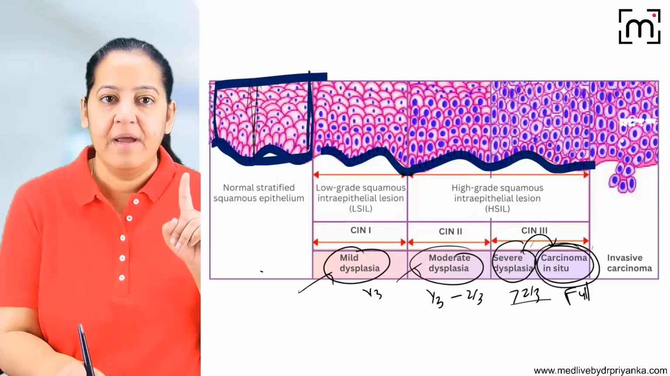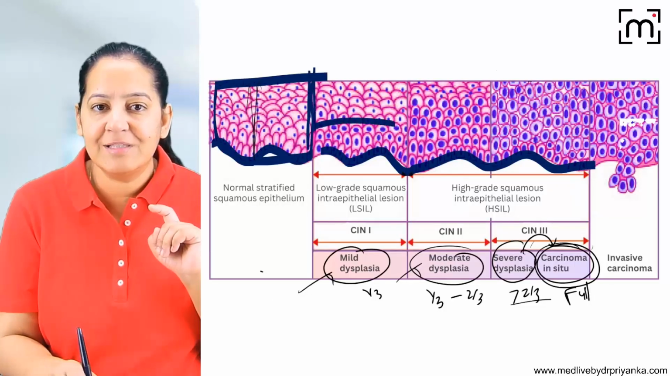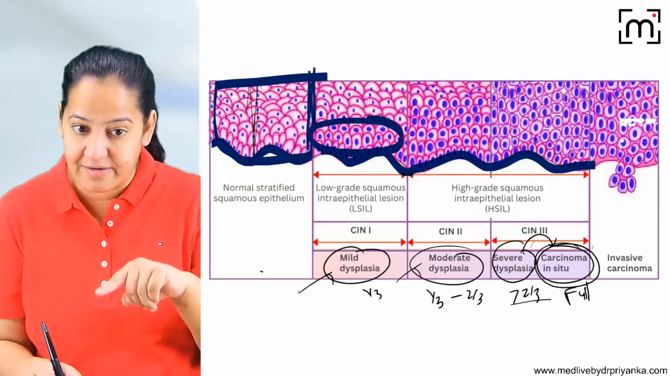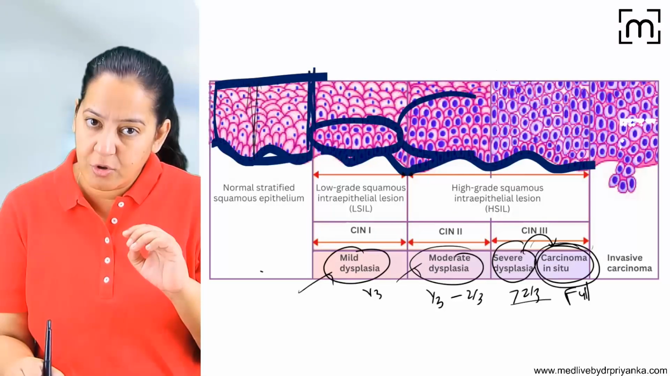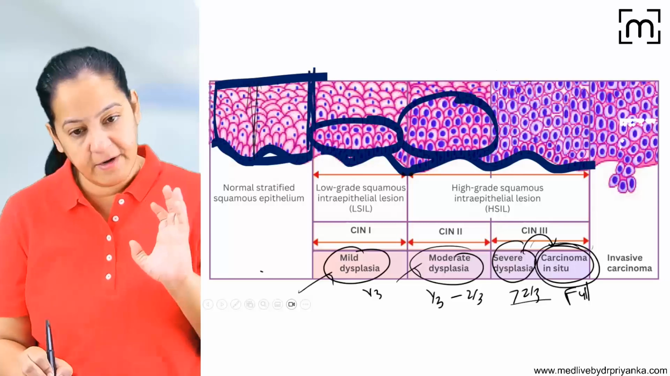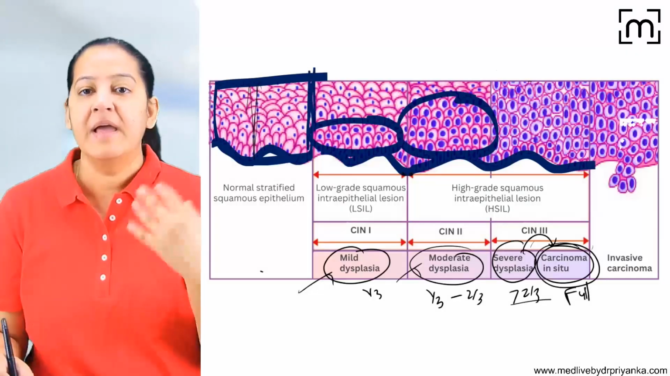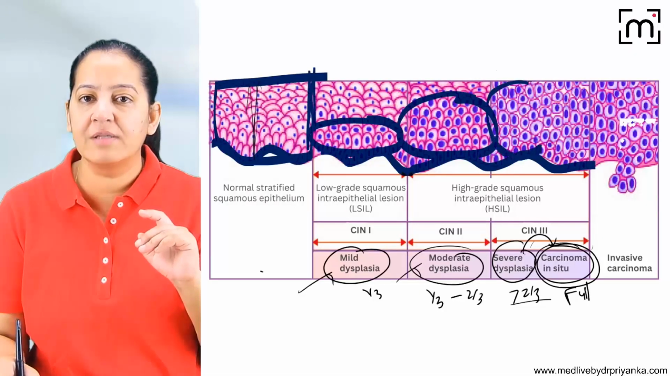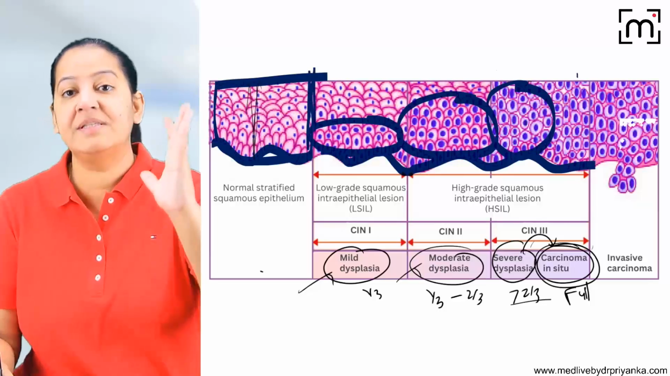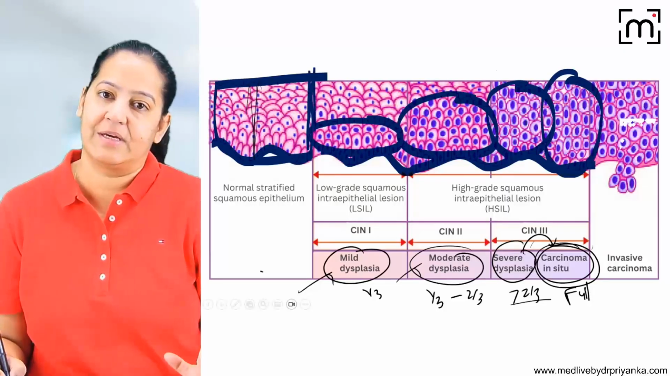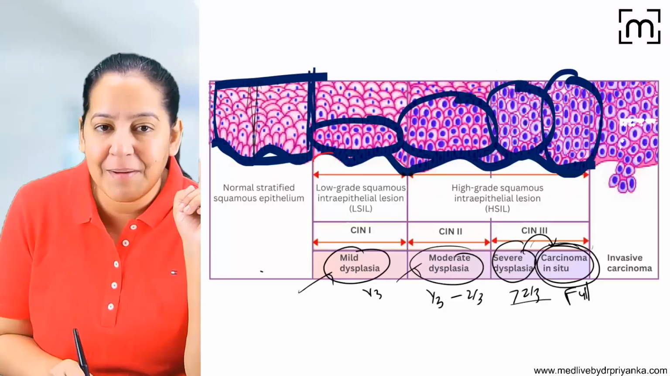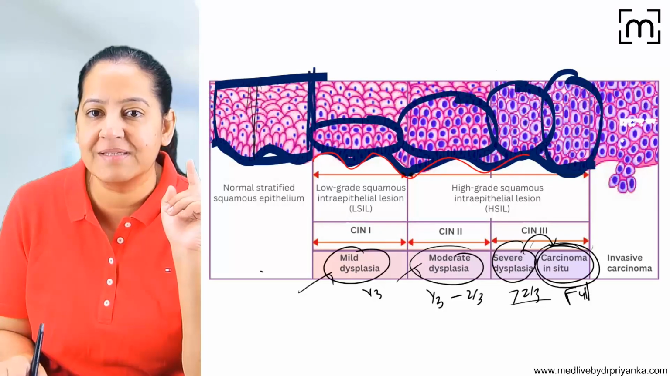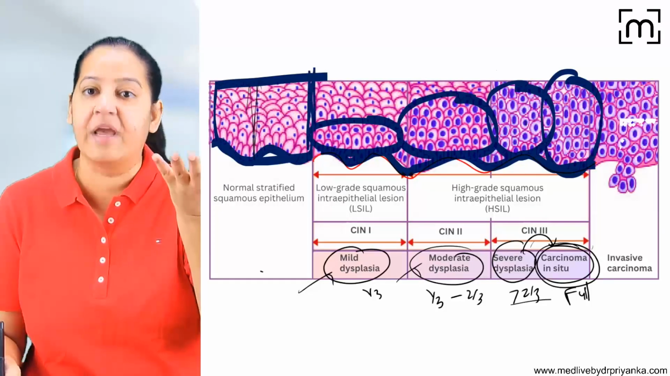See the first diagram. In the second diagram, this portion is dysplastic, that is less than 1/3. In the second diagram, this is mild dysplasia. In moderate dysplasia, 1/3 to 2/3 is dysplastic, but the rest is normal. In severe dysplasia, more than 2/3 is dysplastic. And in carcinoma in situ, through and through is dysplastic. But in all of them, the basement membrane is intact. The dysplastic cells are present in the epithelium only.